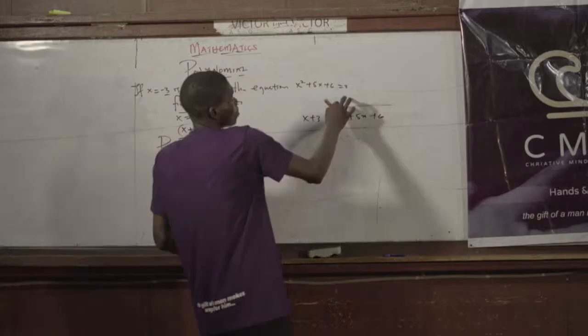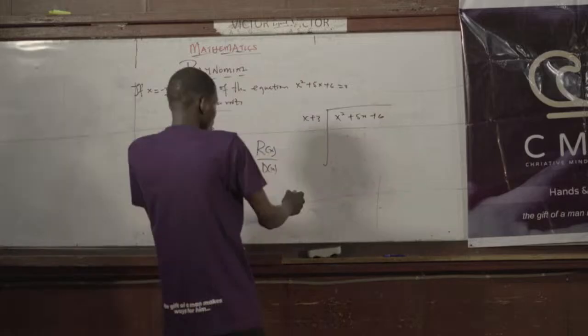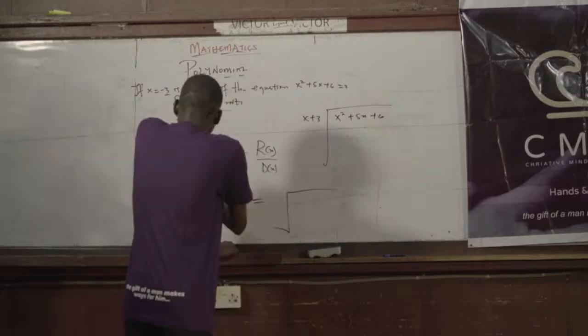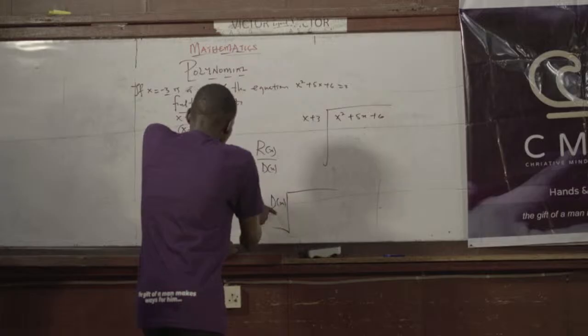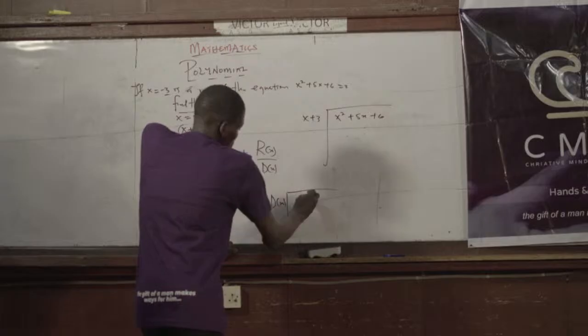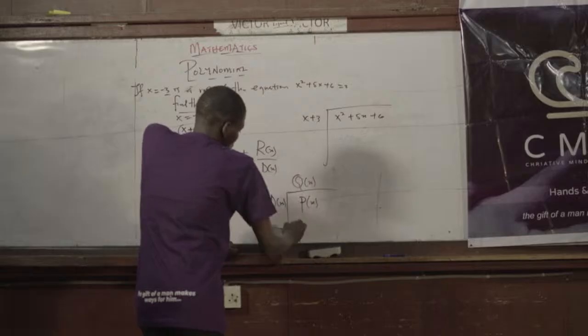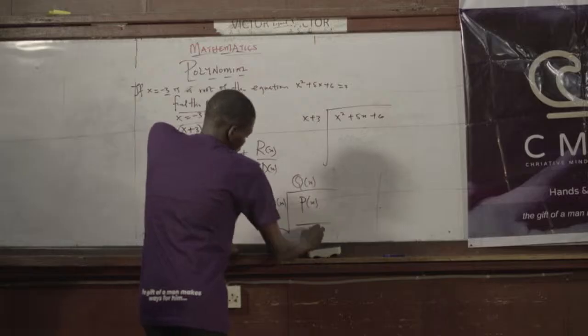From here, at this point, this is where your q of x will be. Let me write it here again. We are putting our d of x here, and we are putting polynomial p of x here. This is where all your q of x will be. Then your remainder will be at this point.